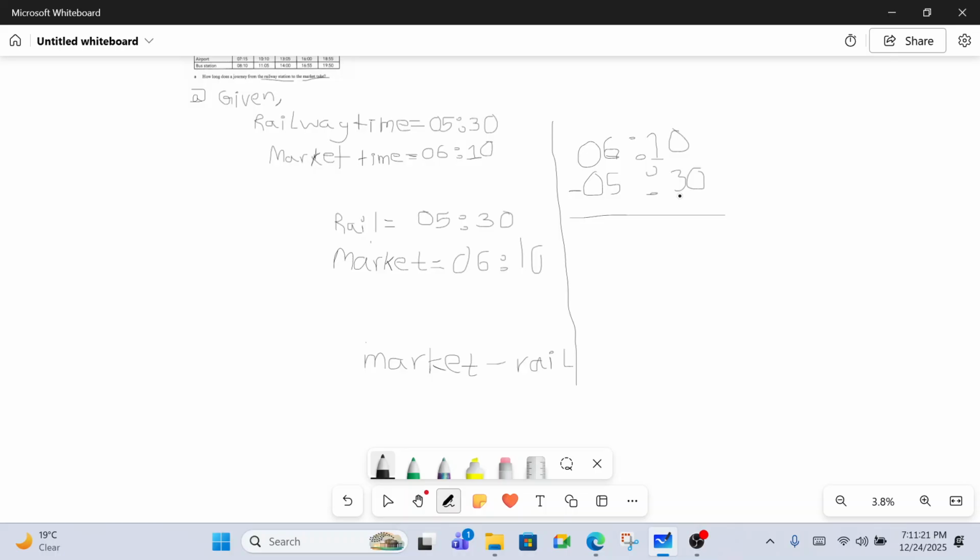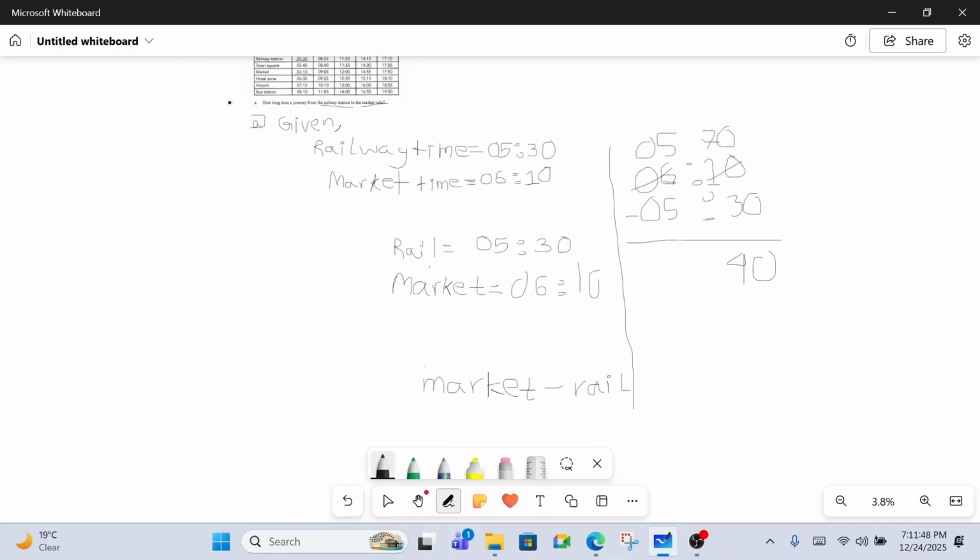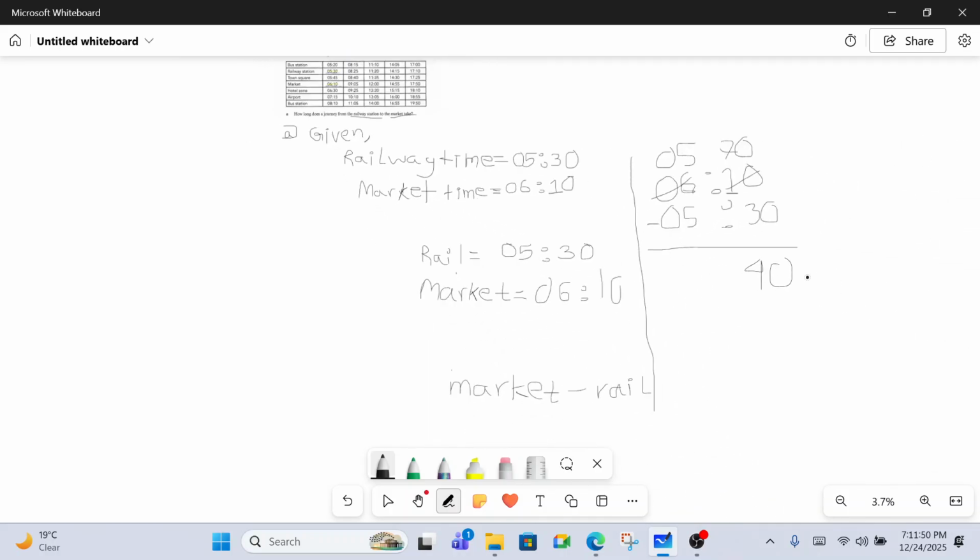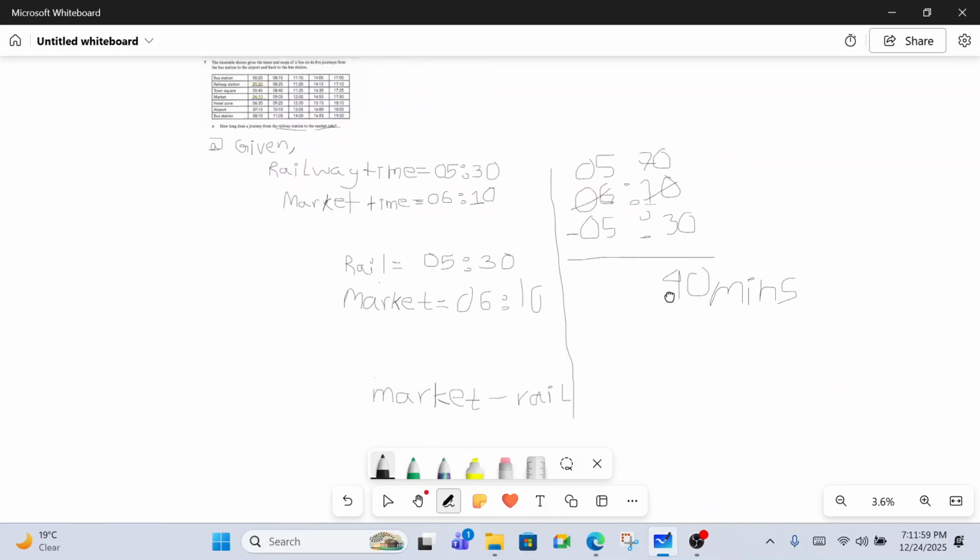So how do we fix this? In my previous lecture, we explained we can borrow an hour from this side if it's larger. So we can make this into 05, and instead of 10, we're going to make this into 70, because 60 plus 10 equals 70. So 70 minus 30 gives us an answer of 40. So it takes 40 minutes from the railway station to the market.